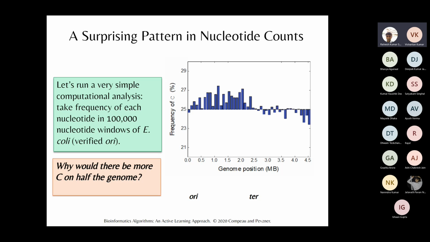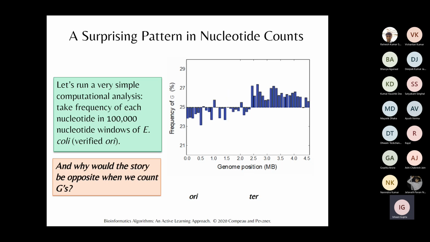Because there should be equal probability for each of the four bases, right? Yes, four bases are there. Okay, good. So because there are 4 bases, it's 1 in 4. So the expectation is, if there was a random distribution of ATGC, then all of them should be present at 25% in each window, right? But this is surprising. The frequency of C increases and then it decreases.